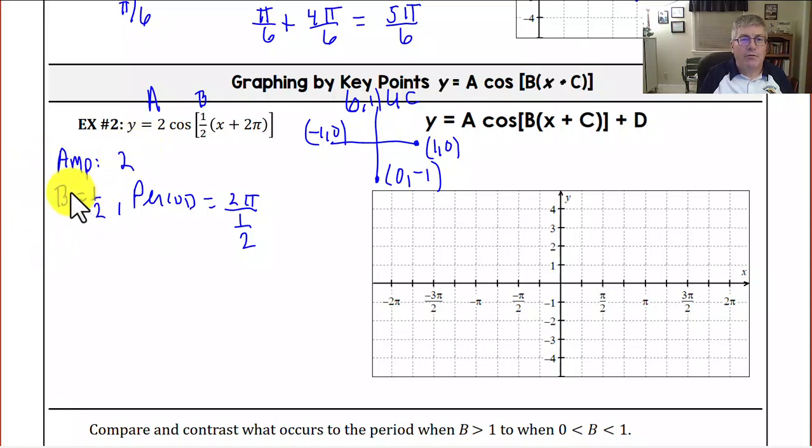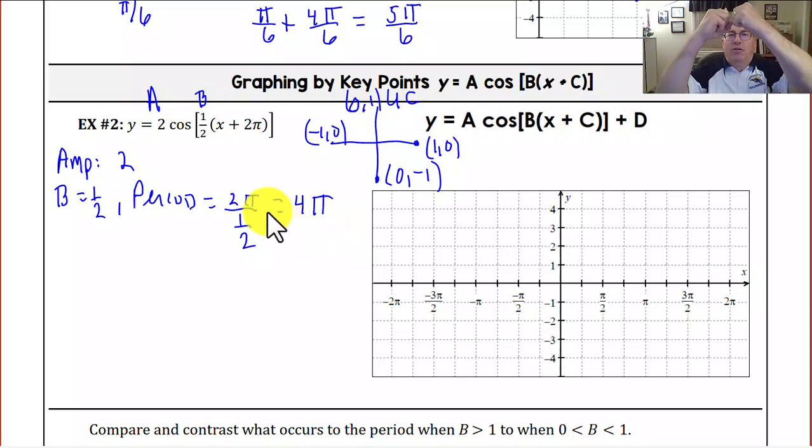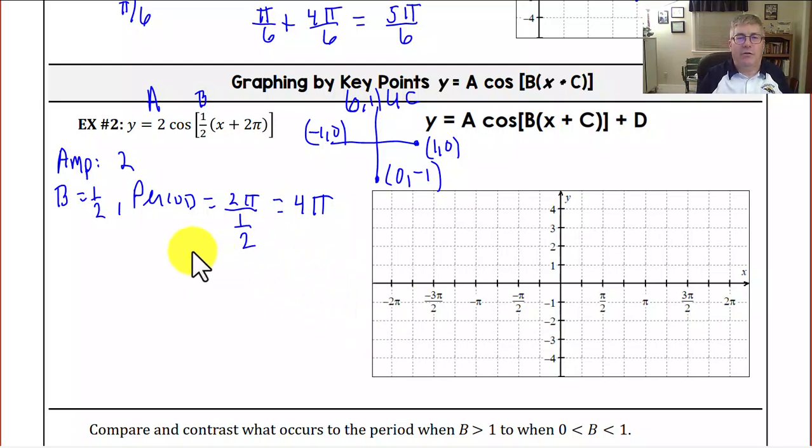So our amplitude is 2. Our b is 1/2. So we have a period of 2 pi over 1/2, or we have a period of 4 pi. So now we've stretched out one cycle. Instead of between 0 and 2 pi, it's going to go all the way through our 5 points between 0 and 4 pi.